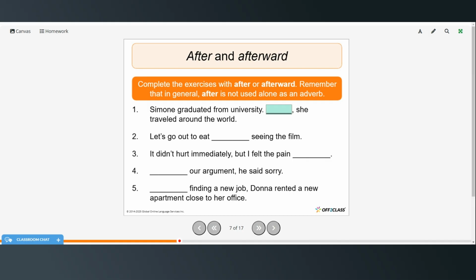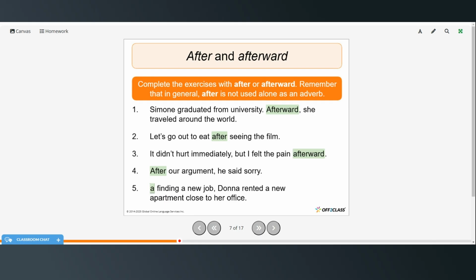Simone graduated from university. Afterward, she traveled around the world. Let's go out to eat after seeing the film. It didn't hurt immediately, but I felt the pain afterward. After our argument, he said sorry. And after finding a new job, Donna rented a new apartment close to her office.